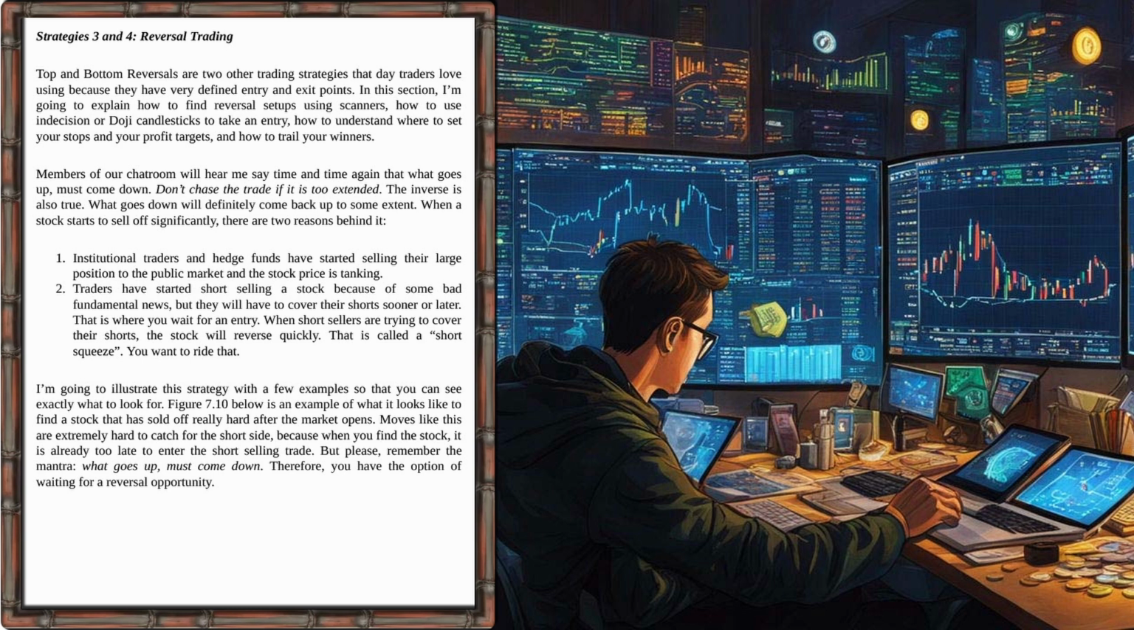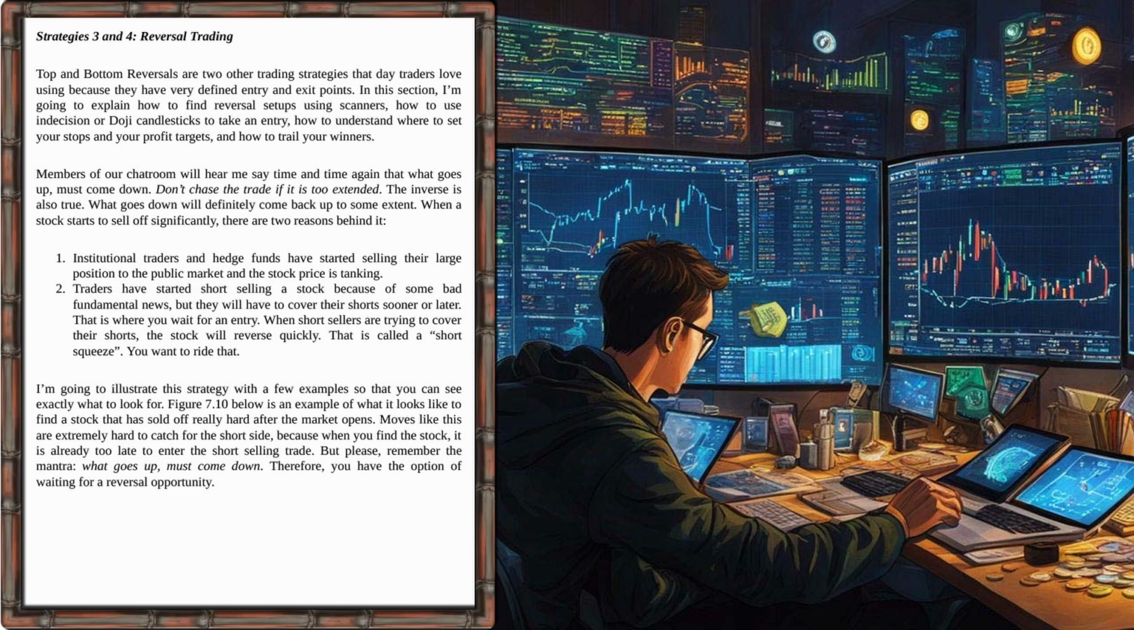When a stock starts to sell off significantly, there are two reasons behind it. One, institutional traders and hedge funds have started selling their large position to the public market, and the stock price is tanking. Two, traders have started short selling a stock because of some bad fundamental news, but they will have to cover their shorts sooner or later. That is where you wait for an entry. When short sellers are trying to cover their shorts, the stock will reverse quickly. That is called a short squeeze. You want to ride that?